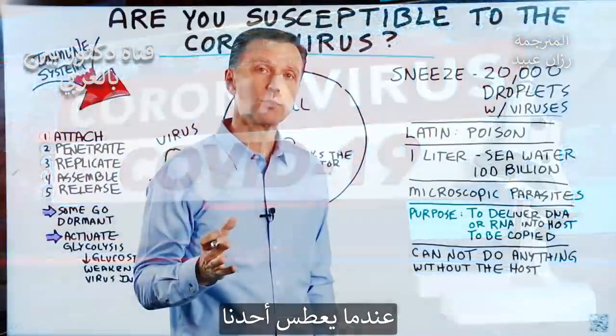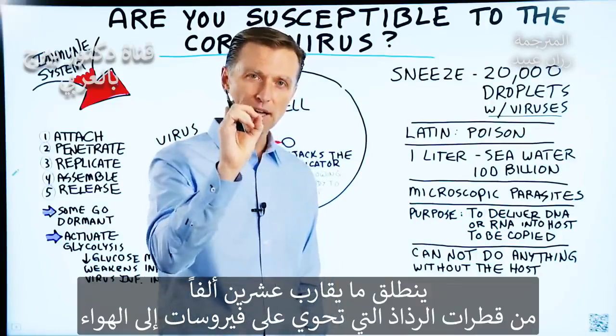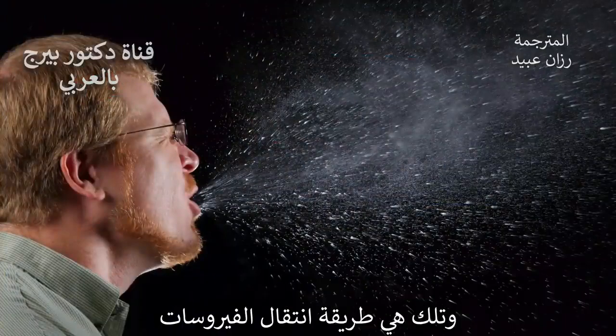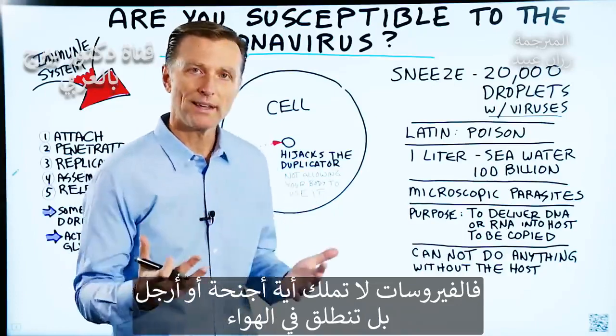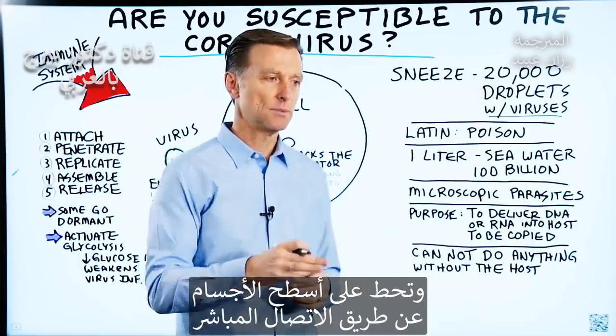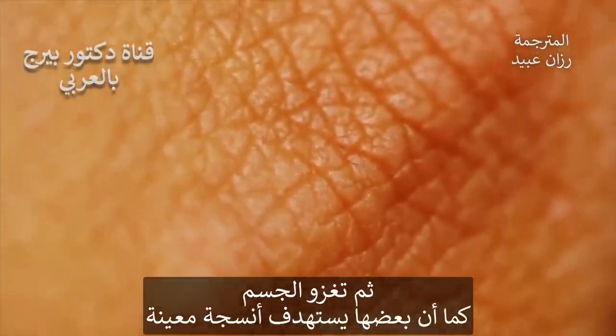Now, did you realize that when someone sneezes, about 20,000 little droplets containing viruses are projected through the air, and that is the mode of transportation for a virus. A virus does not have wings, it doesn't have legs. It has to be propelled in the air. It has to be contacted and put on your body's surface and somehow invade the body.